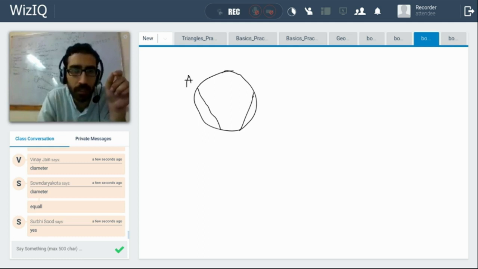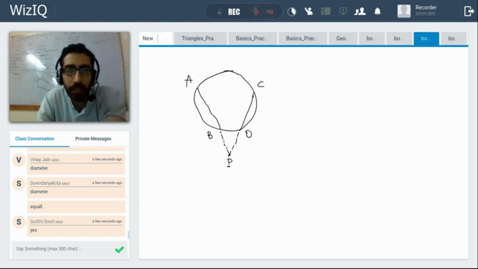So let this be chord AB. Let this be chord CD. Clearly, they don't look parallel; they haven't been drawn parallel. But they don't intersect inside the circle. But if we were to extend them, they would intersect, let's say, at point P. Now that they are intersecting at point P, the rule stays the same. PA into PB is equal to PC into PD.